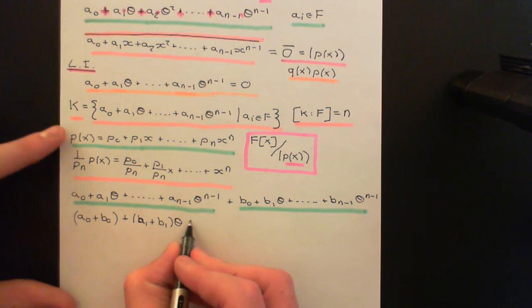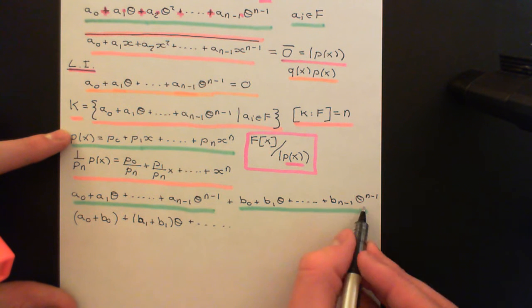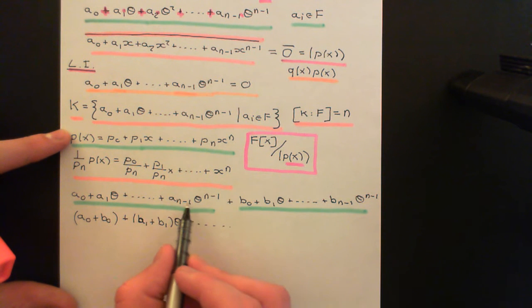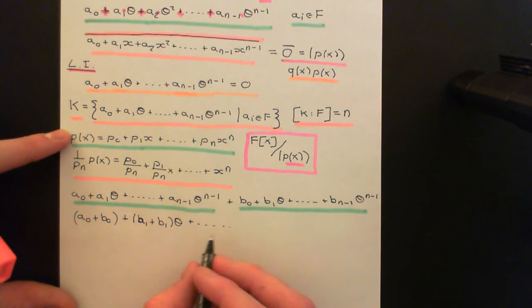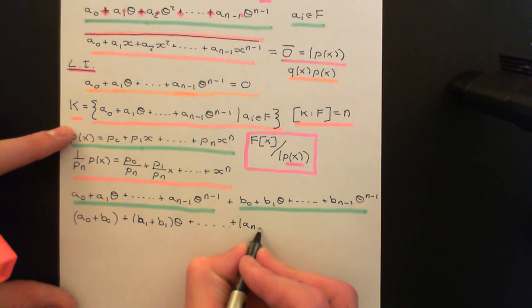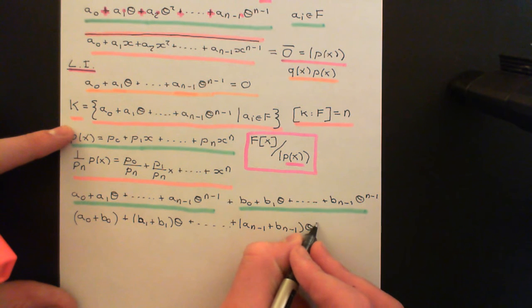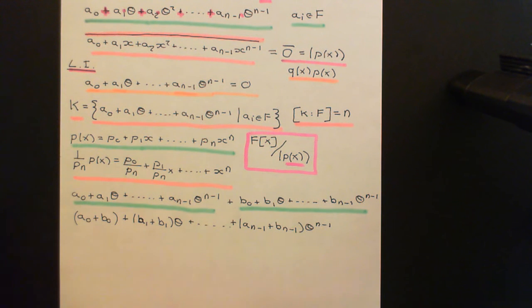Okay, and then you'll do this for each of the powers of theta. So for this final one, theta to the power of n minus 1, you'll bring the two terms next to each other, and then you'll take out the theta to the power of n minus 1, and you'll get plus an minus 1 plus bn minus 1, times theta to the n minus 1. Everything here is just addition and multiplication in your larger field extension K.